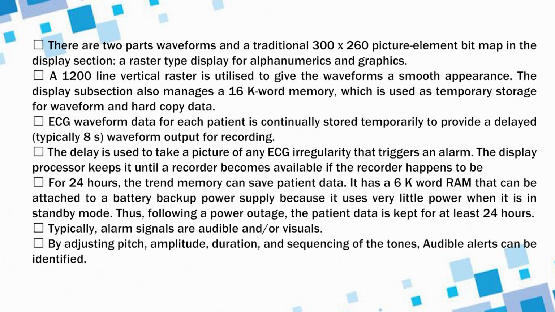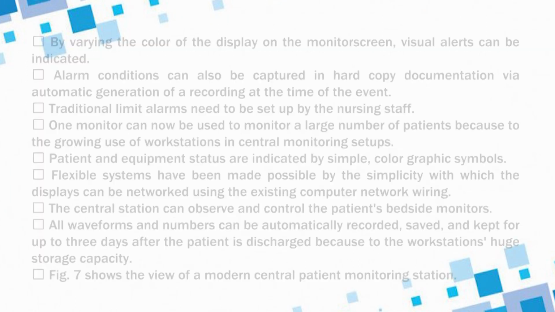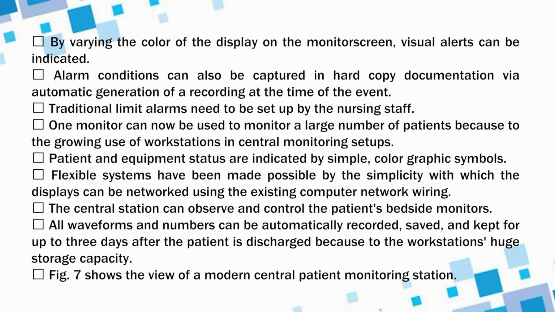Typically, alarm signals are audible and visual. By adjusting pitch, amplitude, duration and sequencing of the tones, audible alerts can be identified. By varying the color of the display on the monitor screen, visual alerts can be indicated.